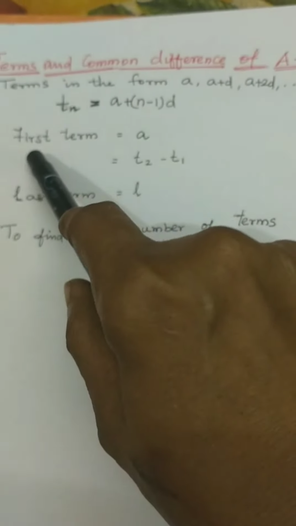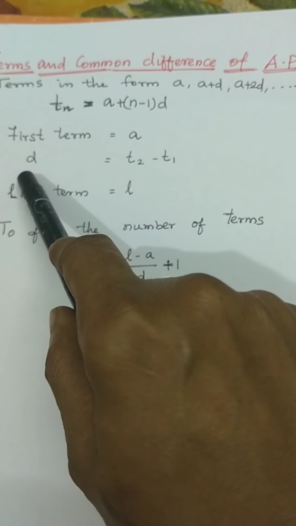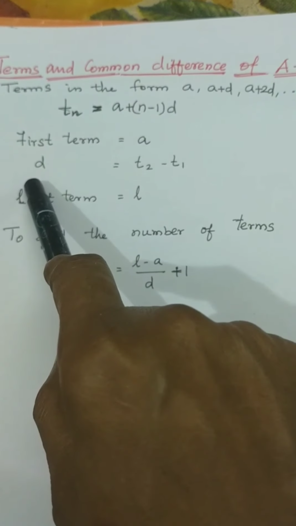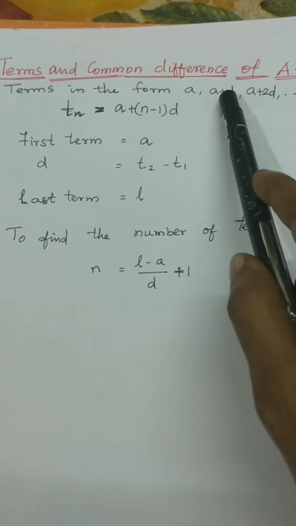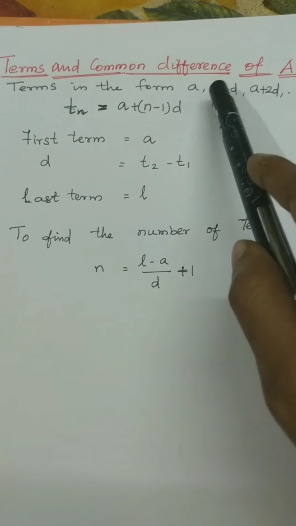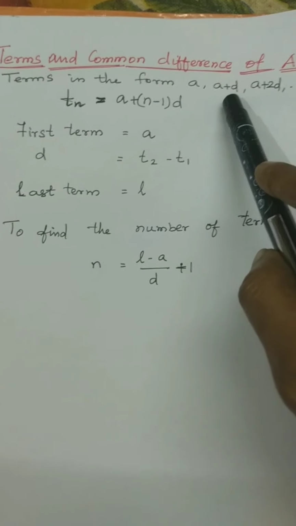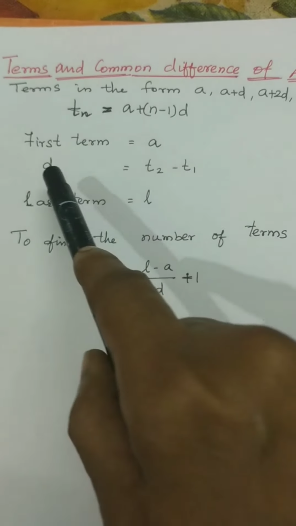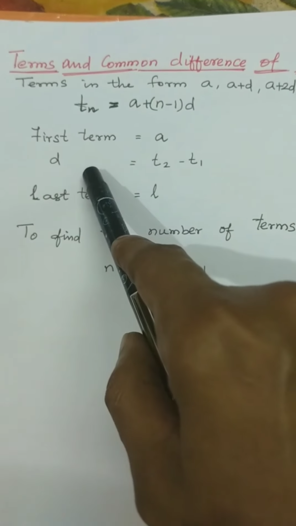Okay. First term is A, D. How to find the D? What is D? Yes, it is difference. Difference between the terms. So you have to subtract T2 minus T1 and you will get the D, difference.